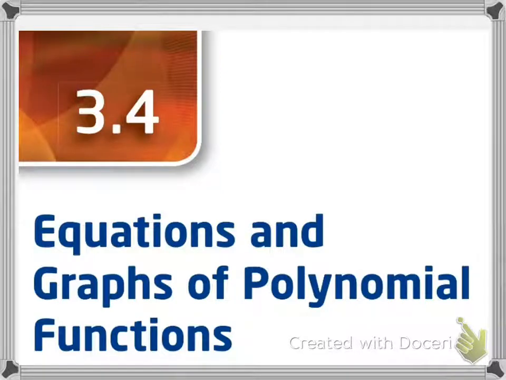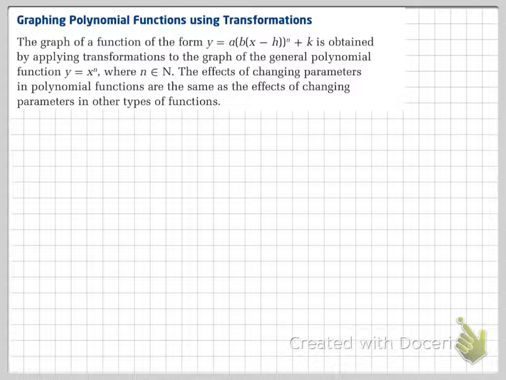Here's topic 3.4 in Math 30-1. This is Equations and Graphs of Polynomial Functions, Part B. Graphing polynomial functions using transformations. This ties in with what we did in chapters 1 and 2, and since it's the last topic in chapter 3, it's fitting it all comes together.